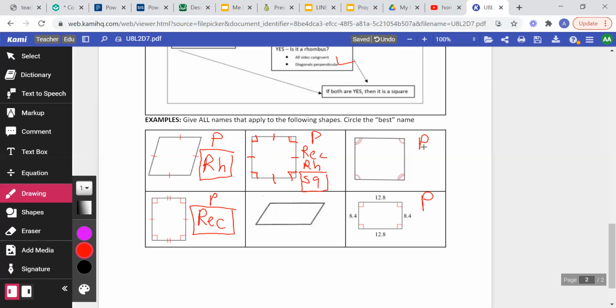Then the one here, for it to be a parallelogram, we have to see that opposite sides are parallel. So there's no sign to show that opposite sides are parallel here. So this cannot even be a parallelogram. So this is just a quadrilateral, meaning a four-sided figure.